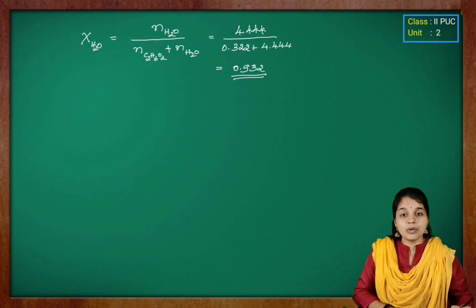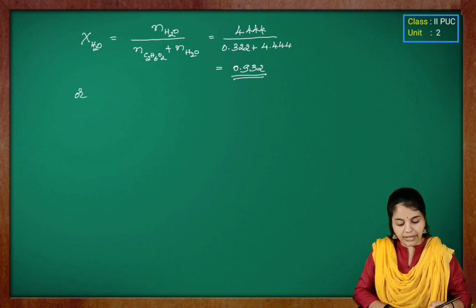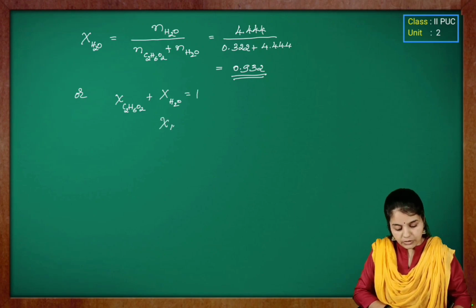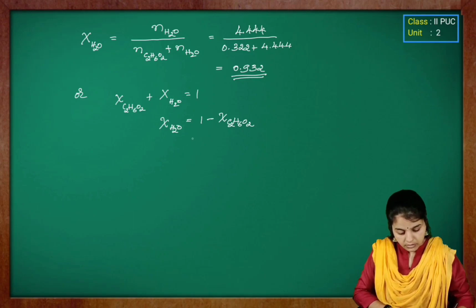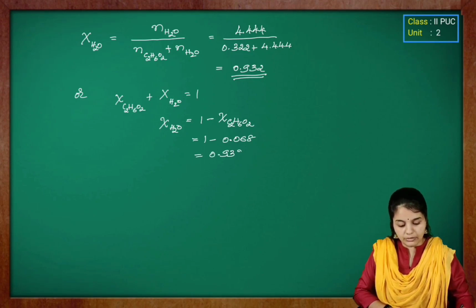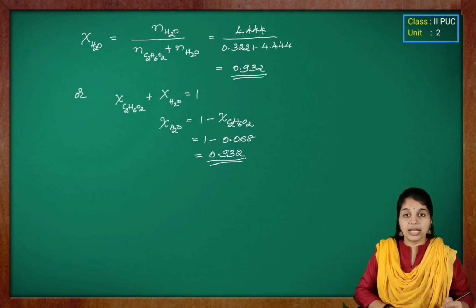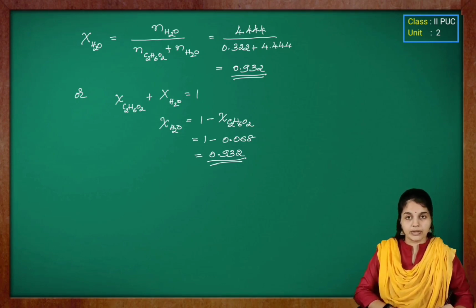Also we know that the sum of mole fraction of all the components of the solution is equal to 1. So the other way we can find the mole fraction of water is that, since we have mole fraction of glycol plus mole fraction of water is equal to 1, mole fraction of water we can calculate as 1 minus mole fraction of glycol. This is equal to 1 minus 0.068, which is equal to 0.932. So this is the other way by which we can calculate mole fraction of water.